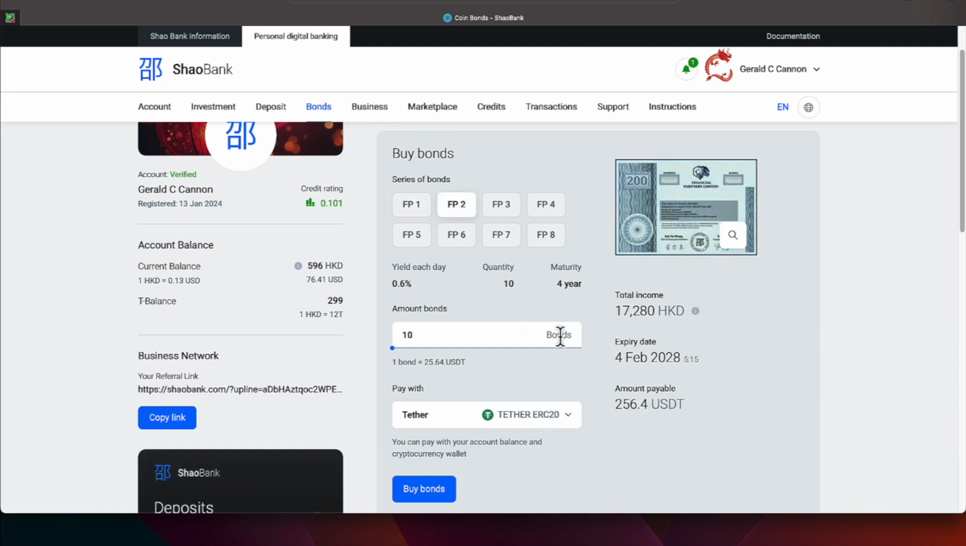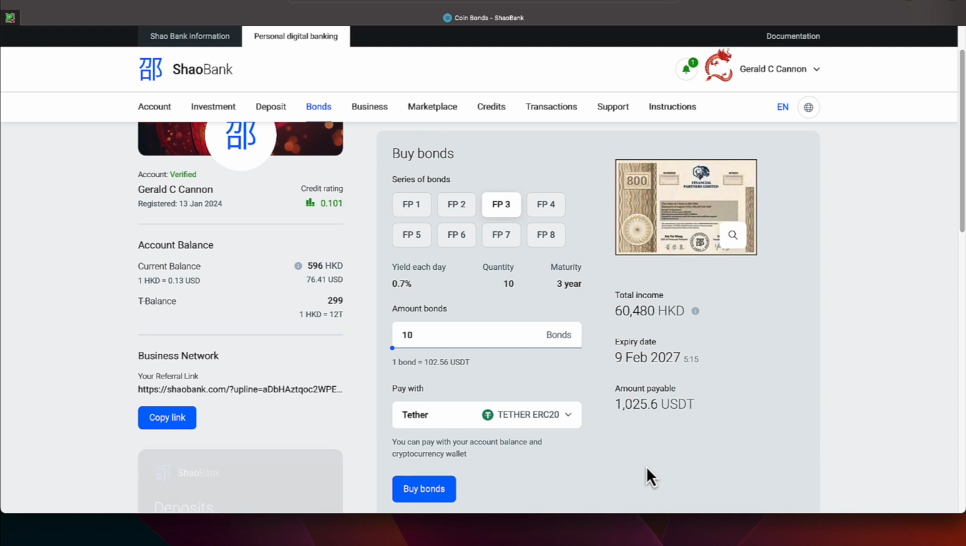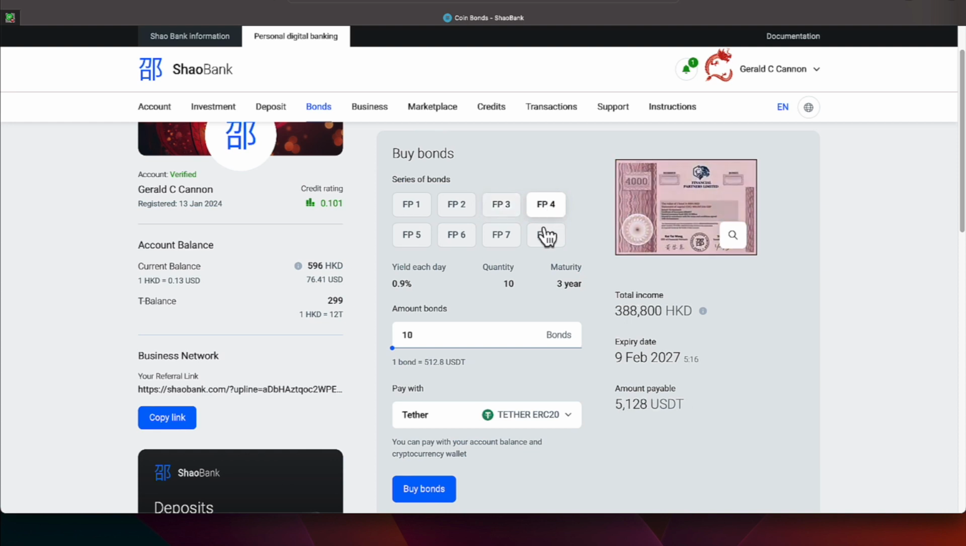Let's go to the FP2. That bond is requiring 256.4 USDT, and that bond is paying 0.6% with a 4-year maturity rate, everyone, with a total income of 17,280 Hong Kong dollars. One Hong Kong dollar is equal to 12 over here. So let's come over to the FP3 bond. That bond is $1,025.60, and it is paying 0.7% every day, everyone. These are daily paying bonds. It does have a maturity rate of 3 years. That is outstanding. Let's go to the next bond, everyone.